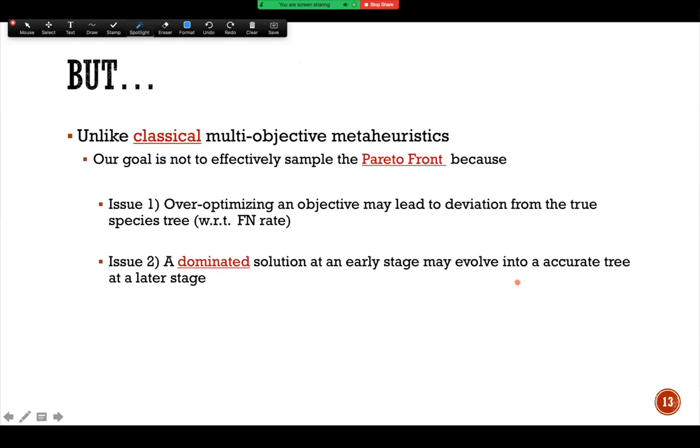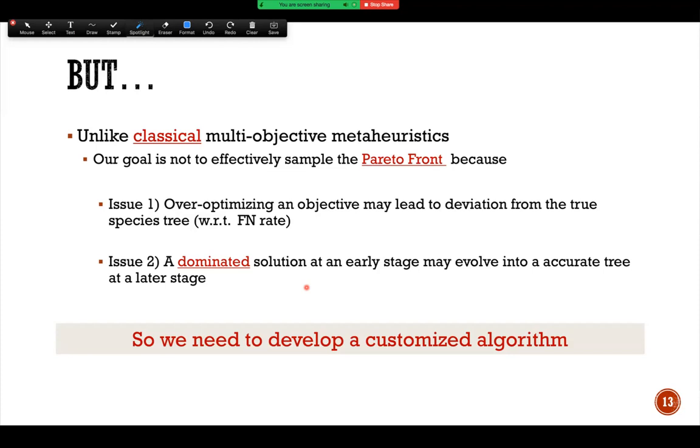But unlike a classical multi-objective meta-heuristic algorithm, our goal is not to effectively sample the Pareto front because of these two issues. Issue one is that over-optimizing a particular objective may lead to deviation from the true species tree, as we said earlier. Issue two is that a dominated solution at an early stage may evolve into an accurate tree at a later stage, but classical multi-objective meta-heuristics try to discard a dominated solution. So we need to develop a customized algorithm to tackle our problem.